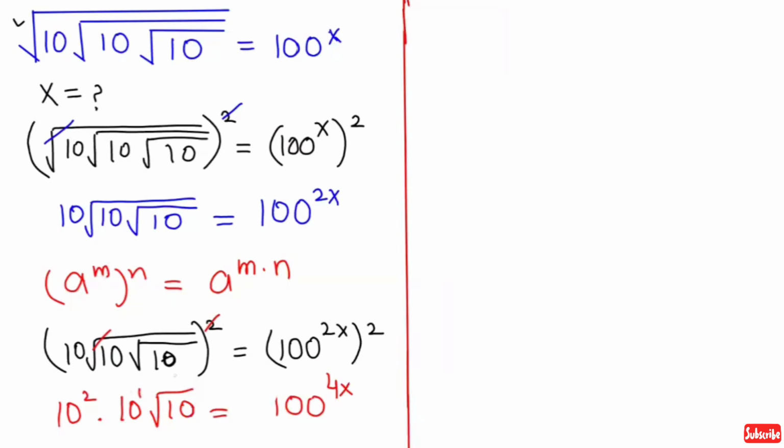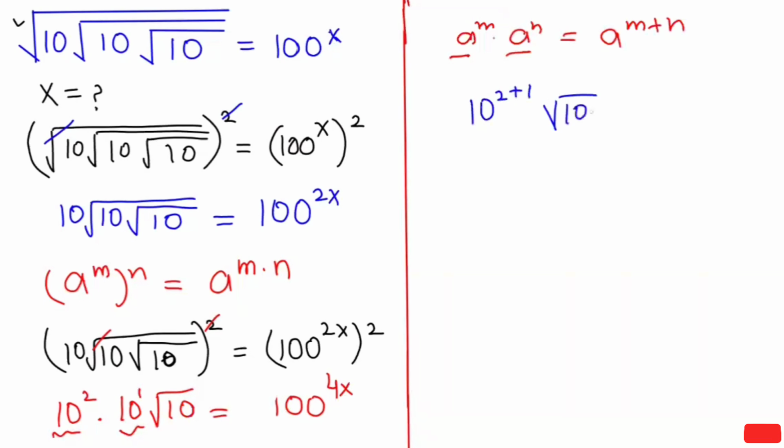Now here we have the 1 power, so I can write this. We have the same bases here, so we are going to add up the powers. A to the power of m times a to the power of n, these have the same base, so we add up the powers. So same here, I will write 10 to the power of 2 plus 1 root 10 is equal to 100 to the power of 4x. This will be 10 to the power of 3 times root 10 is equal to 100 to the power of 4x.